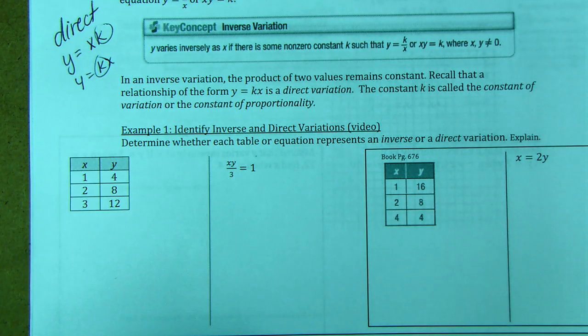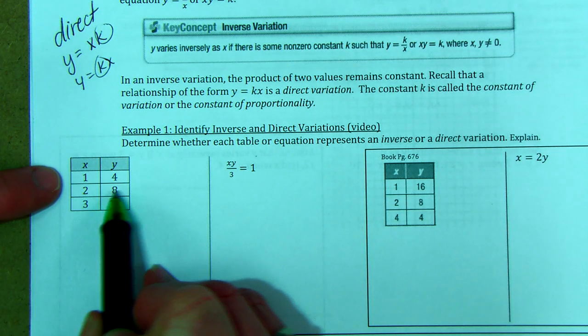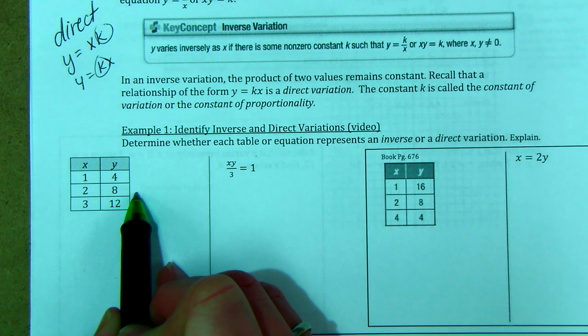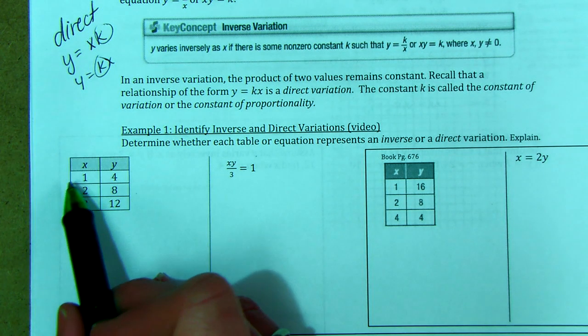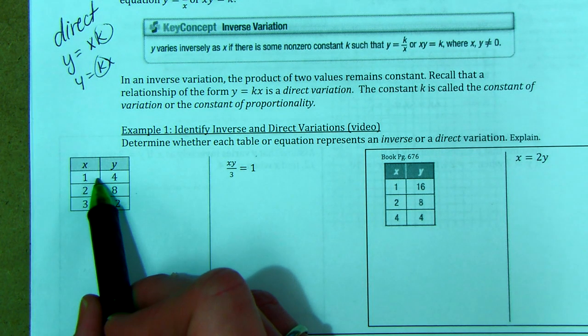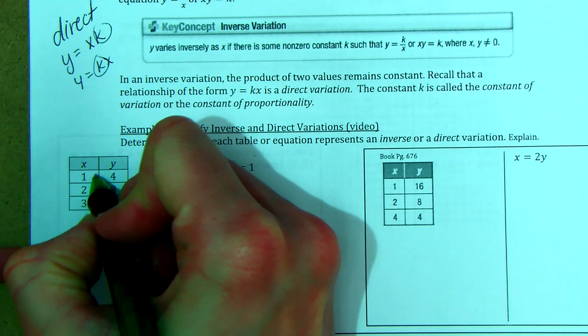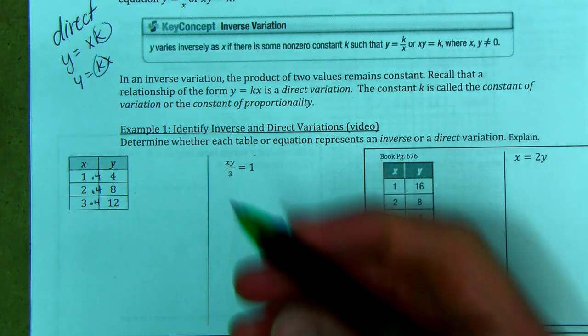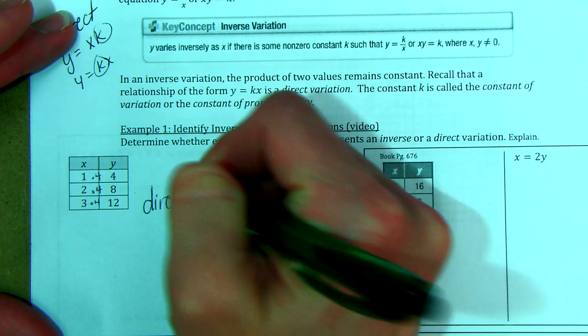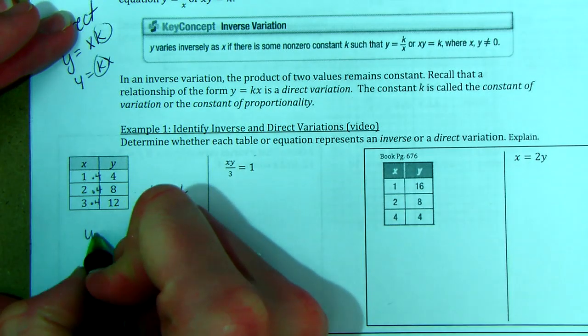Okay, so take a look at this one. It's easiest to check for inverse first. 1 times 4 is 4. 2 times 8 is not 4. So right away it's not inverse. So I'm going to check direct variation. Is there a constant such that x times it gives 4? 1 times what is 4? 4. So 1 times 4 is 4. 2 times 4 is 8. 3 times 4 is 12. So this one is direct, and I know because y equals 4 times x, because everything is just multiplied. So my k is equal to 4.